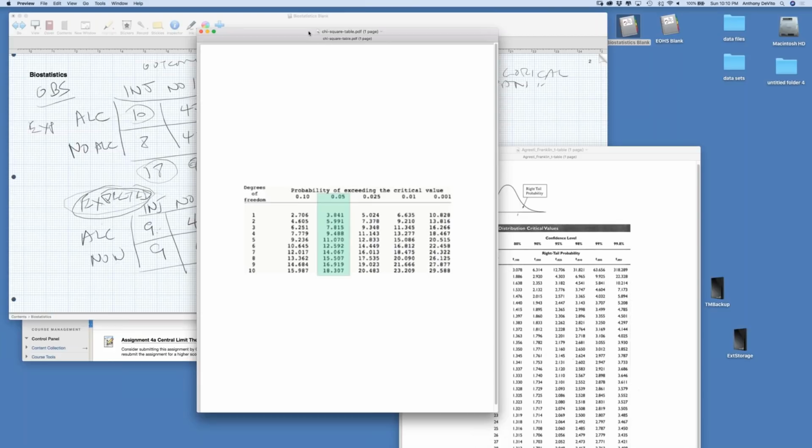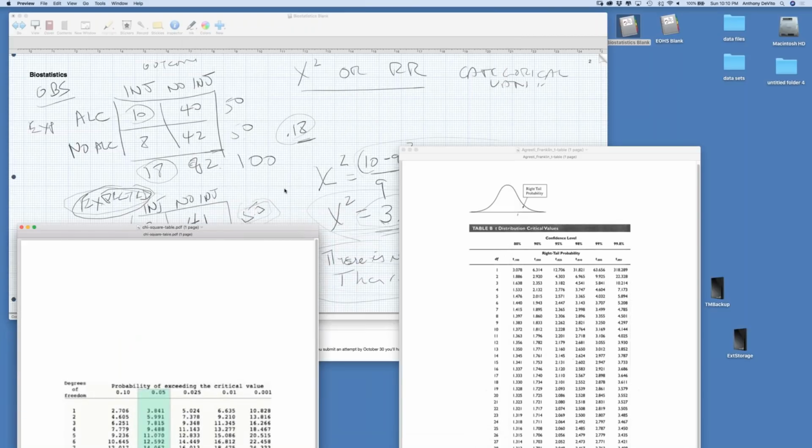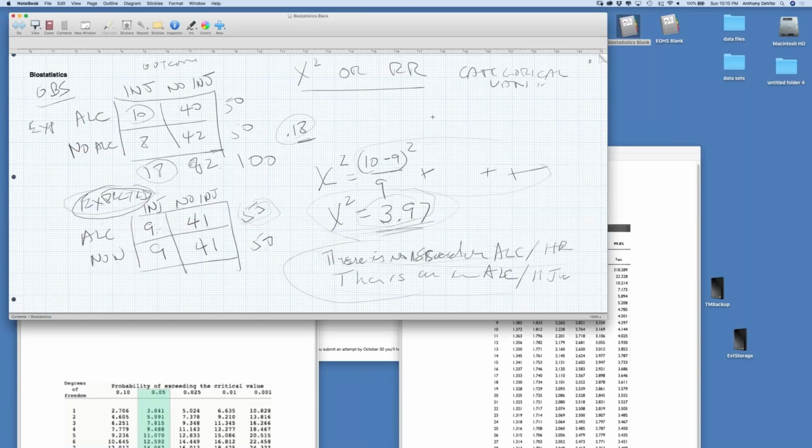Well, how do we calculate degrees of freedom here? Okay, to keep from killing time, I'm going to tell you how to do it rather than try and pry it out of you like I normally do in class. But the degrees of freedom in this case is going to be equal to the number of rows minus 1 times the number of columns minus 1. In this case, there's 2 rows minus 1, so it's 1, times 2 columns minus 1, which is 1. So the degrees of freedom are equal to 1.